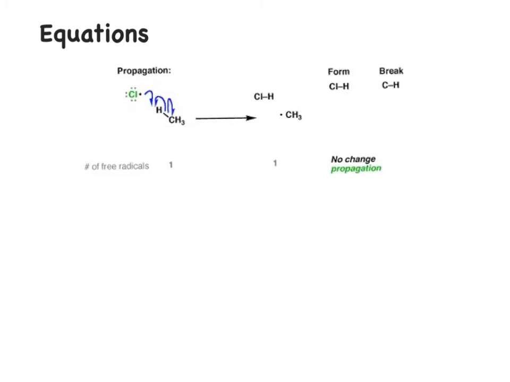So the chlorine radical steals one of the hydrogens. This leaves carbon short of electrons. So we can see we've got a CH3 radical forming. So the number of radicals remains unchanged. All we've done is just moved around some bonds a little bit.